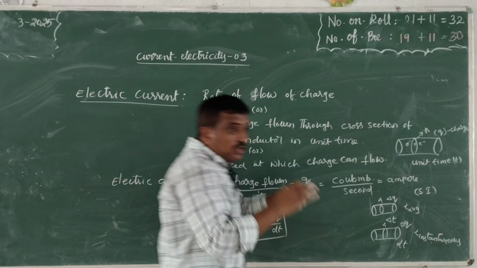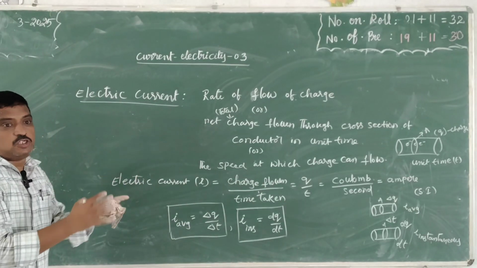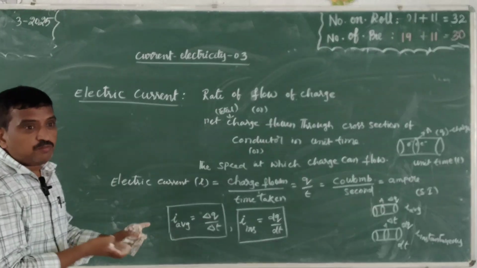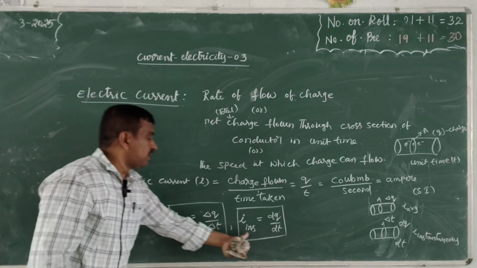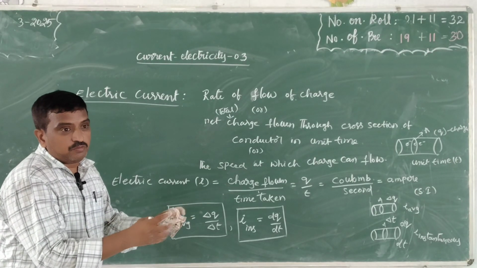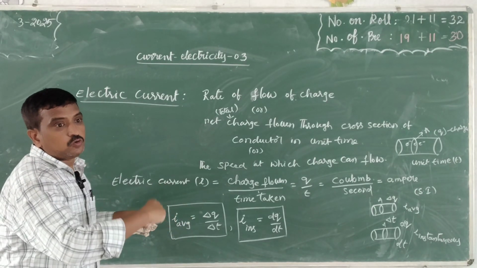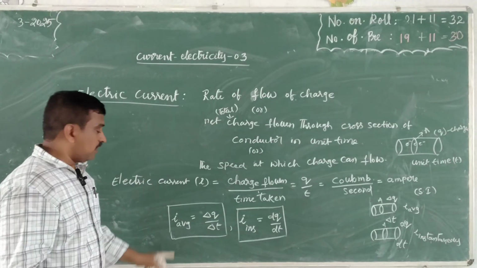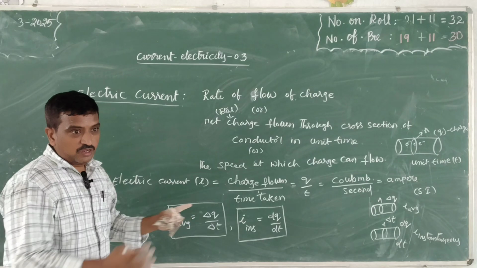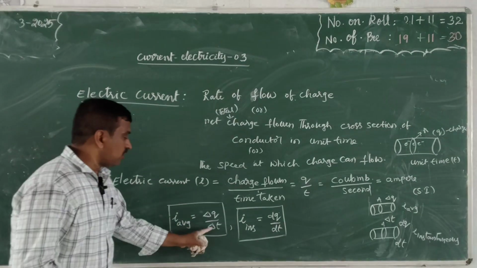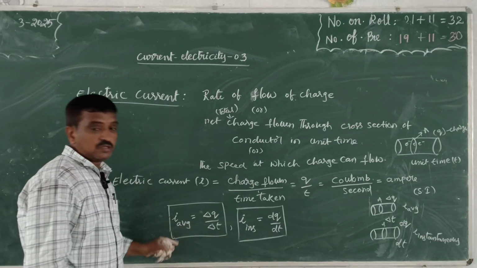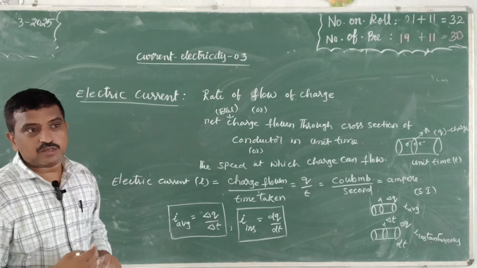Instantaneous means, at a particular time, how much charge passes through the cross section of a conductor. The number of charges that pass at that time is the instantaneous value. An interval means between some particular times, a long interval, such as 0 to 3 seconds or 0 to 5 seconds. That we call average current. So delta q over delta t: in a long period of time, how much charge passes through in delta t time, that charge we call the average electric current.